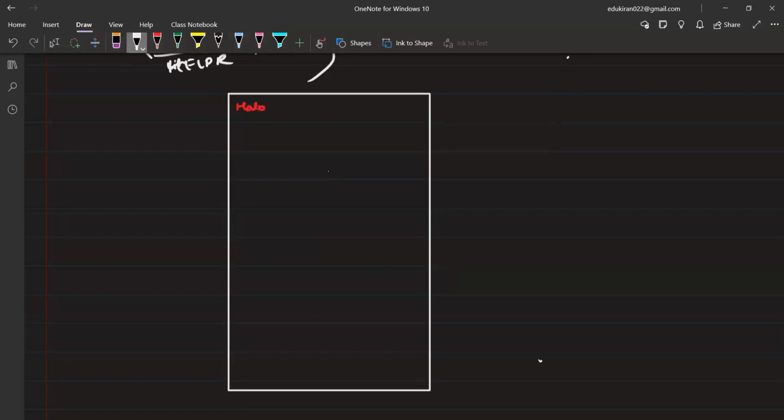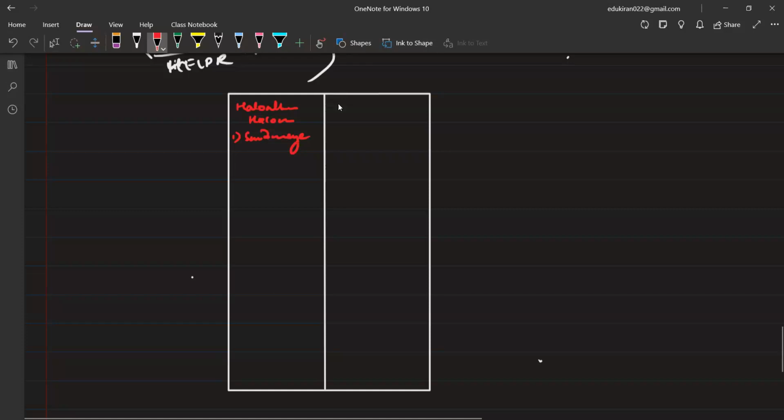Now, one more thing you need to do is divide this A4 sheet of paper into two parts like this. Then you will write haloalkane, haloarene. Number one, you will write Sandmeyer. Now, you will just write Sandmeyer, you are not going to write the reaction.